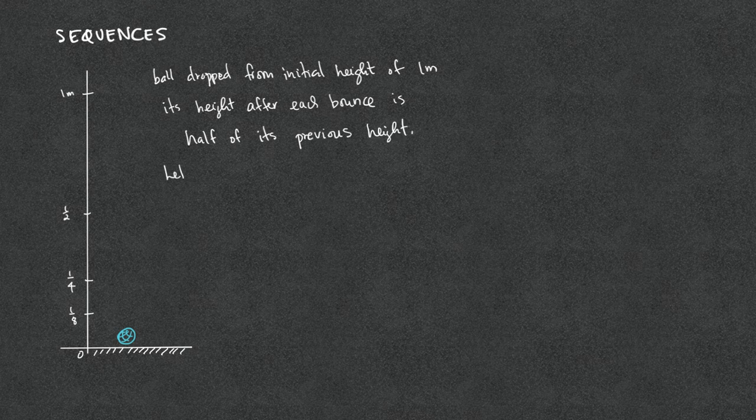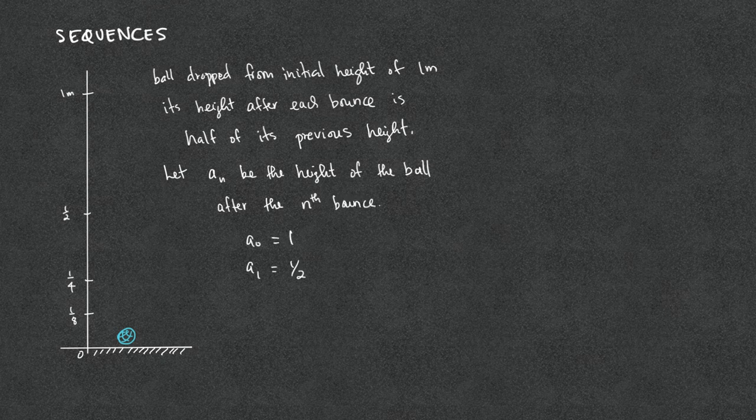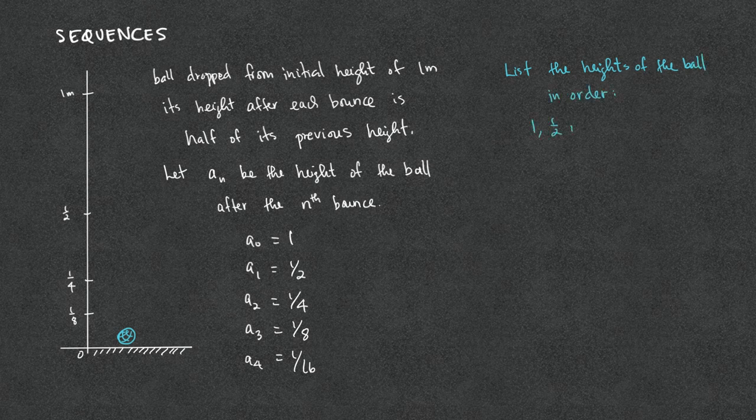and down. Let a sub n be the height of the ball after the nth bounce. So initially, the height a sub 0 is 1. After the first bounce, the height is 1/2, and then a sub 2 is 1/4, a sub 3 is 1/8, a sub 4 is half of 1/8, which is 1/16. We list the heights of the ball in order. They are 1, 1/2, 1/4, 1/8, 1/16, and so on.